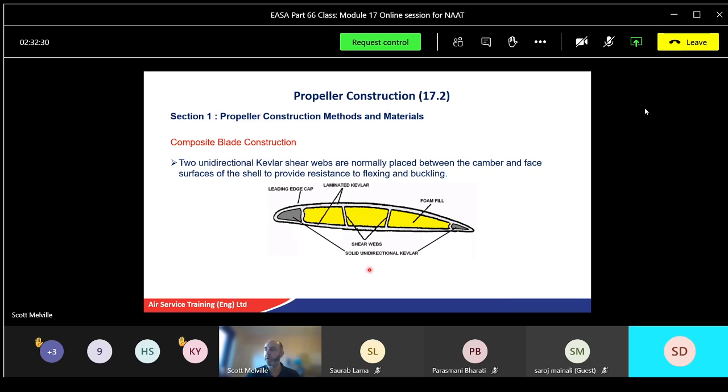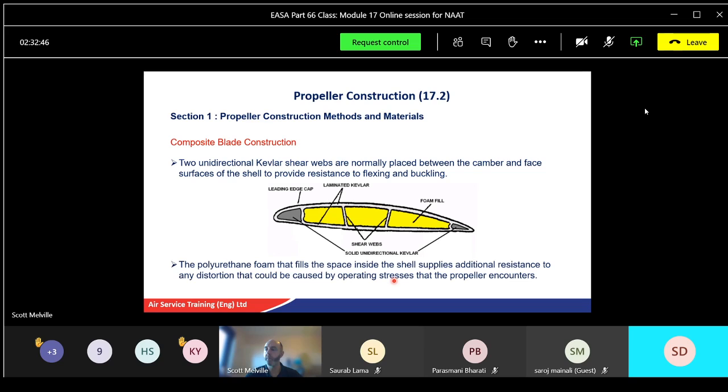And just for mention there, these ones here are called shear webs, little supports. Now, two unidirectional Kevlar shear webs are normally placed between the camber and the face, which is supposed to help the shell resist flexing and bending about. Again, the polyurethane foam fills the space inside the shell to support the actual blade and resist any distortion which could cause operating stresses on the propeller itself.